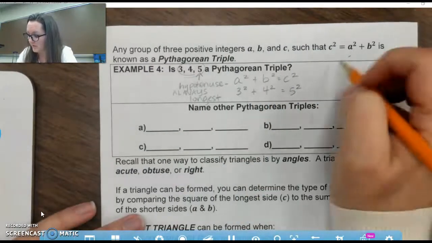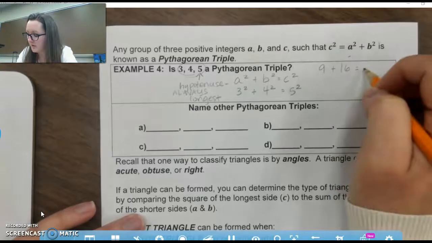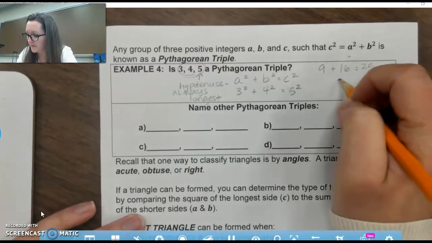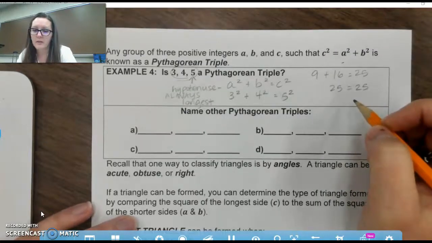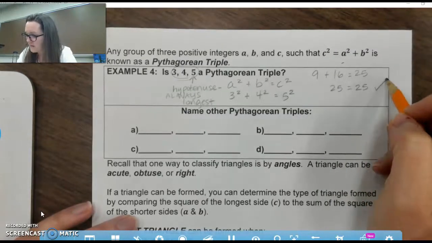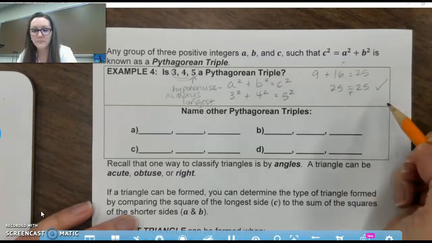All right, 3 squared is 9. I'm going to move over here. 4 squared is 16. And 5 squared is 25. 9 plus 16 is 25. So my question is, does 25 equal 25? Yes, it does. And so it is a right triangle because they're equal, okay?